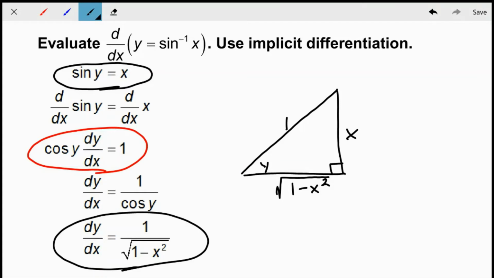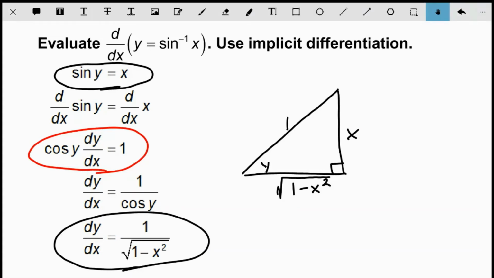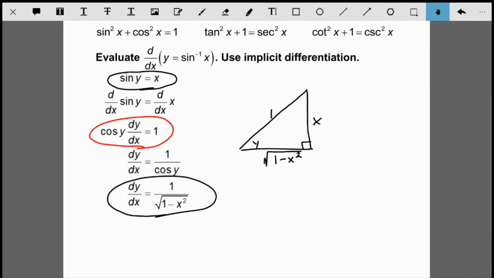And now think about the cosine of y. The cosine of y would be equal to the square root of 1 minus x squared over 1. This has 1 over cosine y, so I just take the reciprocal of that and get 1 over the square root of 1 minus x squared. So that's where the derivative rules come from for the inverse trig functions, just doing those similar operations for inverse sine, inverse cosine, inverse tangent, and so on.